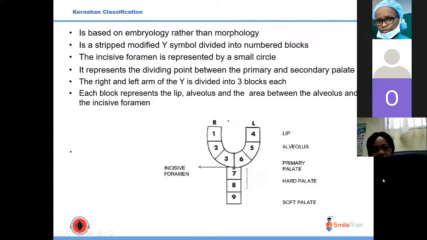And the Kernahan classification is a classification that is based on embryology because it uses the incisive foramen to divide the cleft into an anterior portion and a posterior portion. And it actually uses a Y-shaped symbol to describe the cleft. And the Y-shaped symbol is divided into blocks. So we have the right and the left side. That is the incisive foramen. We have the lip, the alveolus, and then the primary palate, the hard and the soft palate.